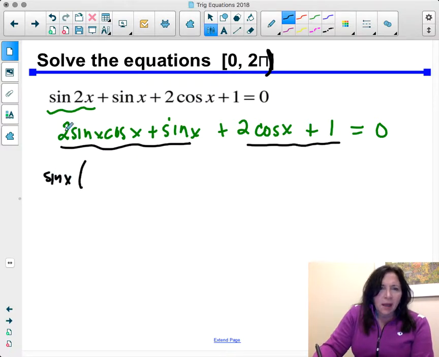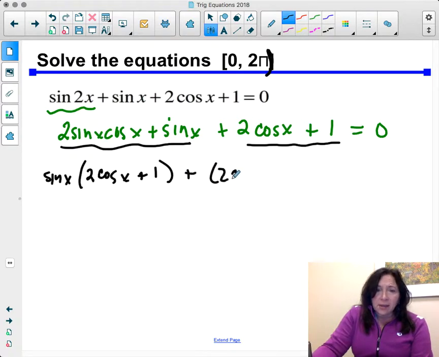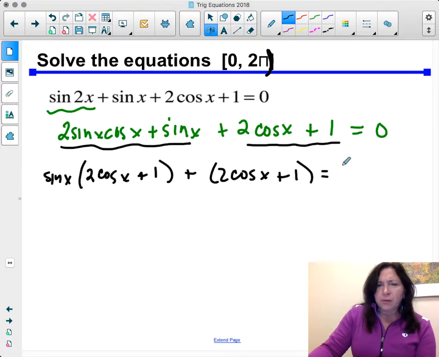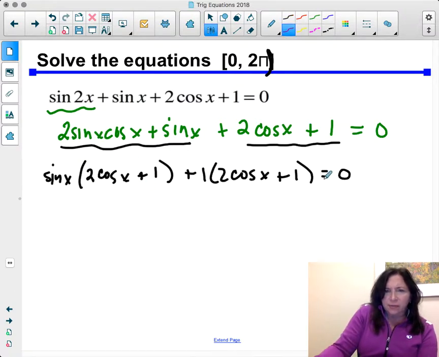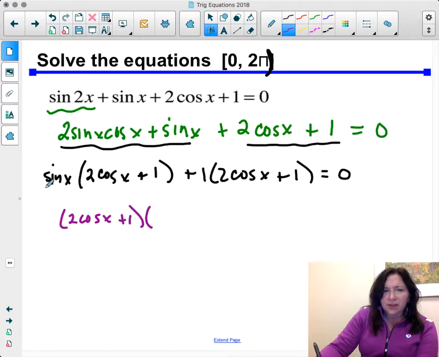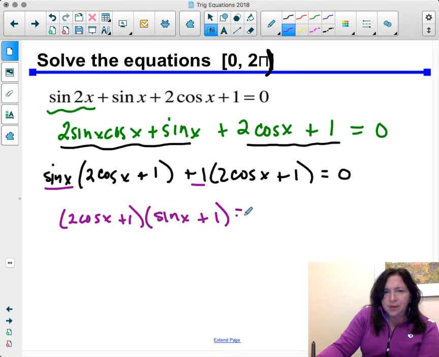In doing that, I'm going to be left with 2 cosine of x, and then factoring out the sine x from that, I get plus 1, which is a good thing, because look what I have here, 2 cosine of x plus 1. And if you remember, by factoring by grouping, your next step is to actually factor out the 2 cosine x plus 1. So 2 cosine of x plus 1, and then what's left is just this and this. So sine of x plus 1 equals 0.